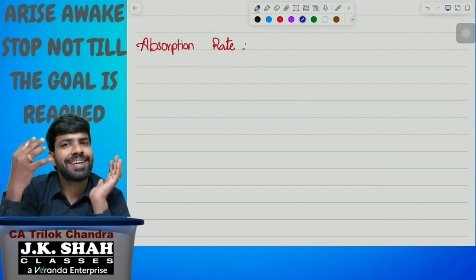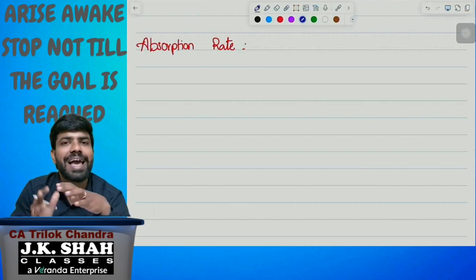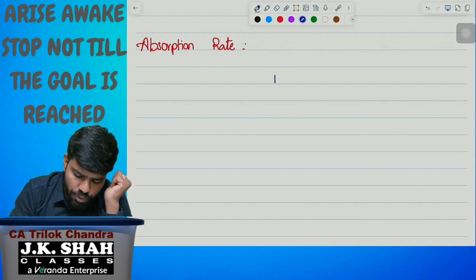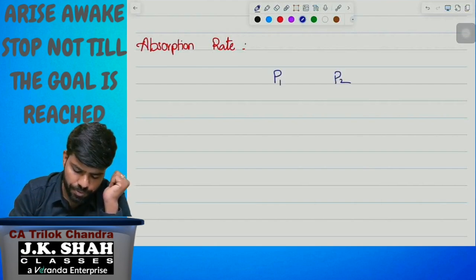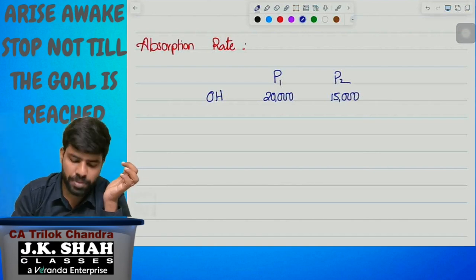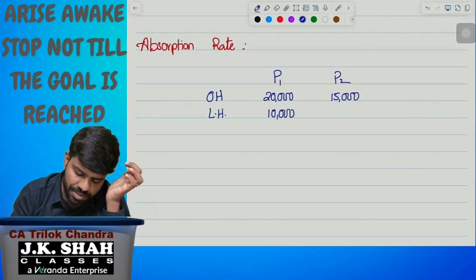How to do that? Let us understand that first, which I am going to explain through the calculation of absorption rate. Let me take an example. There are only two departments, P1 and P2. The overheads charged to the P1 department are 20,000, and to the P2 department 15,000. Let me take labor hours as the base. P1 department labor hours is 10,000. P2 department labor hours, let me take, is 3,000.